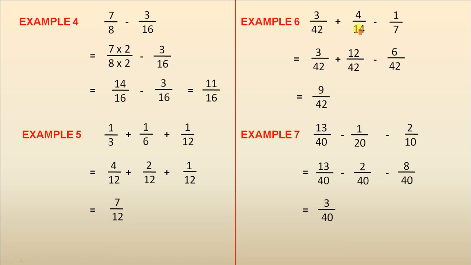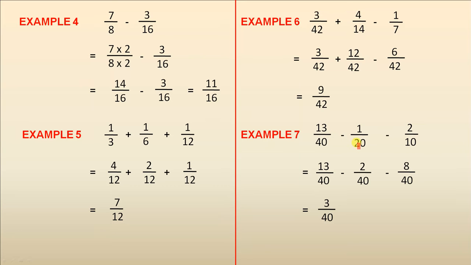Example 6. Here are our 3 fractions. We have to change each of those denominators to a 42. To change this denominator here to a 42, multiply top and bottom by 3. 3 4s are 12, 3 14s are 42. Multiply this one here by 6 and the bottom by 6, because that will change this denominator into a 42. 6 1s are 6, 6 7s are 42. There's our new sum. 3 plus 12 is 15. 15 take away 6 is 9. So the answer is 9 over 42.